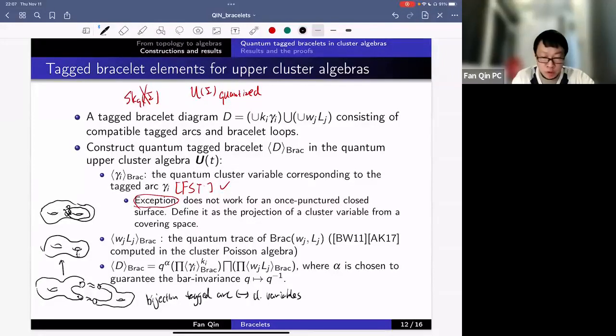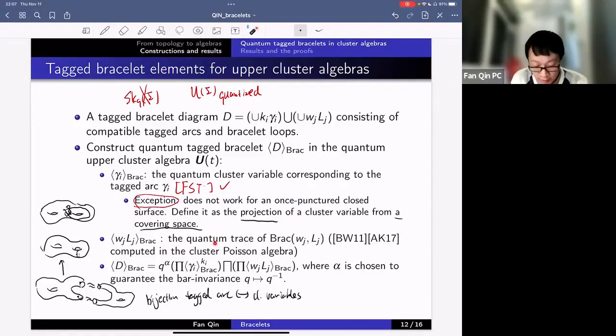Now finally, you take the projection, you can define it this way. I mean, this projection from a covering space. For the moment, we do not have a more natural definition. I mean, the unpleasant part is that you have to distinguish the closed surface and non-closed surface, which is not very convenient, not very pleasant, but it works.